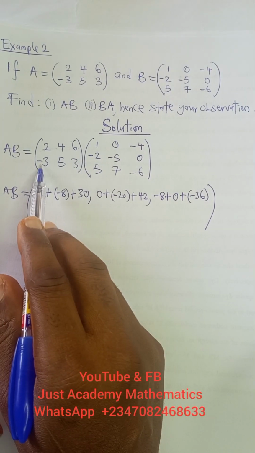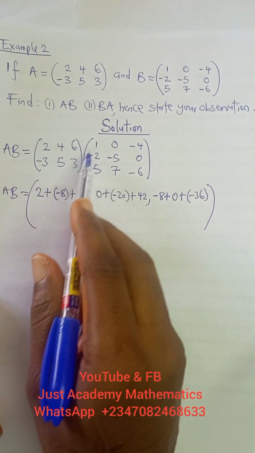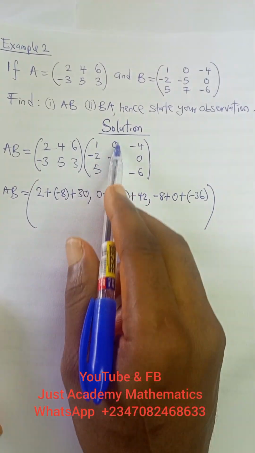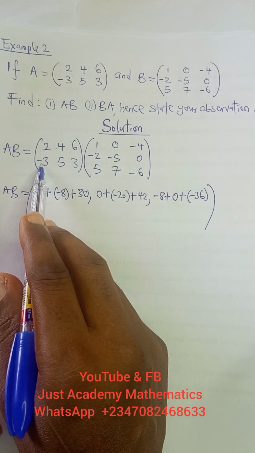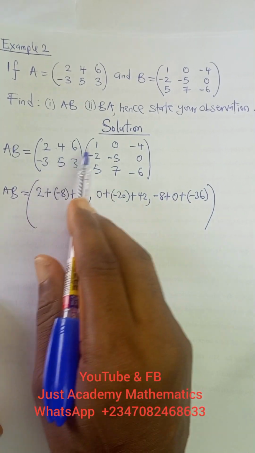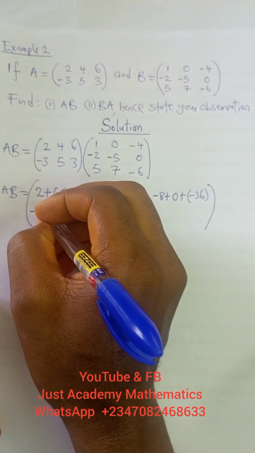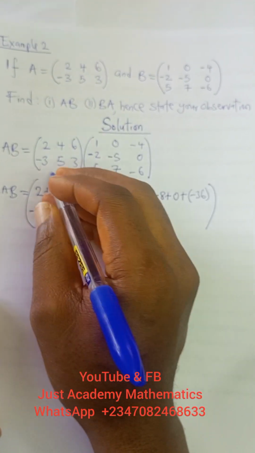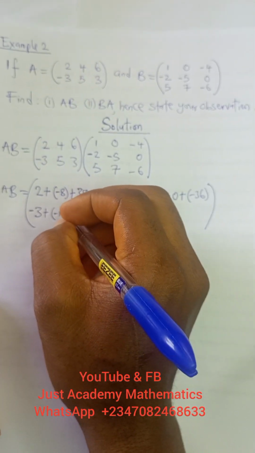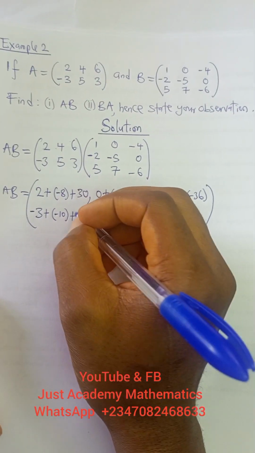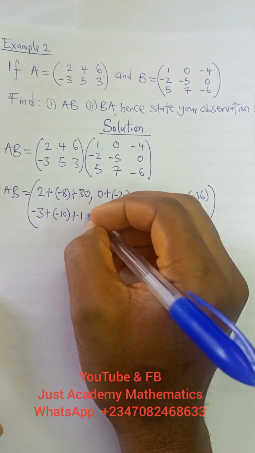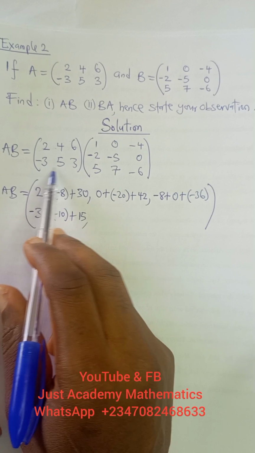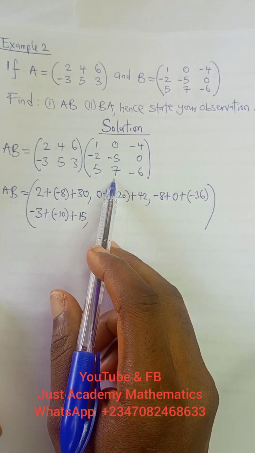Now let's go. Second row, we multiply by this first column, this second column, and this third column. So we take the second row now. Minus 3 times 1, minus 3. 5 times minus 2, minus 10. Plus 3 times 5, 15. Now we'll go again. Second row, second column.